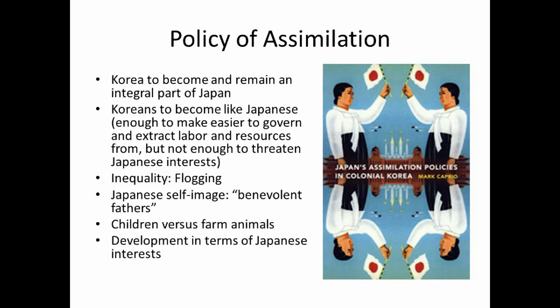And I'll go more into detail with this issue of education later, right? And this is why there's going to be such Korean resistance, because they're essentially treated not as children, and even that's not that great, right? We're adults, we don't need to be treated like children, but they're treated as farm animals. There are colonial policies that are meant to help them to become educated, to become healthy, but this is so they can better serve their colonial masters, not so they can act in their own interest and the interest of Korea, right? So Korea will be developed in terms of Japanese interests.